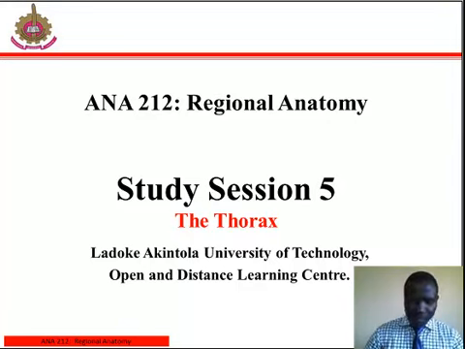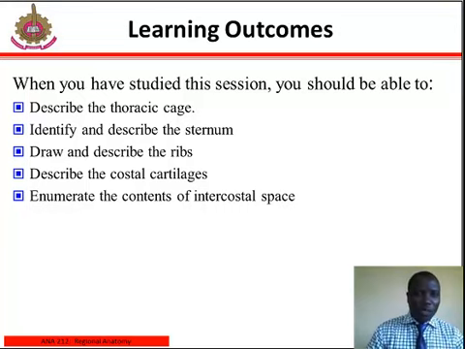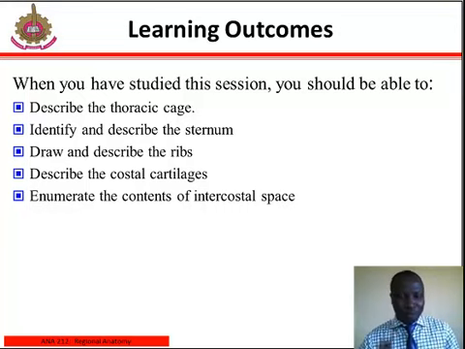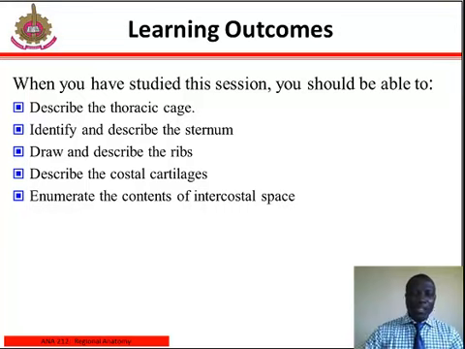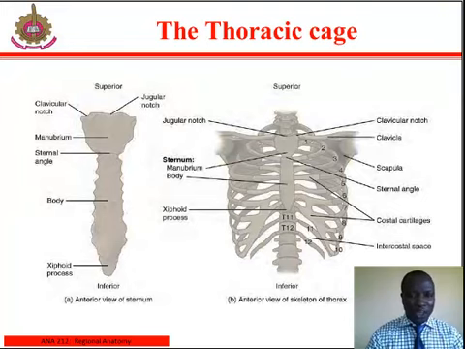In this study section, you will be introduced to the thoracic cage, the sternum, the ribs, the costal cartilages, and the intercostal space. When you have studied this study section 5, you should be able to describe the thoracic cage, identify and describe the sternum. You should be able to draw and describe the ribs. You should be able to describe the costal cartilages and enumerate the contents of the intercostal space.